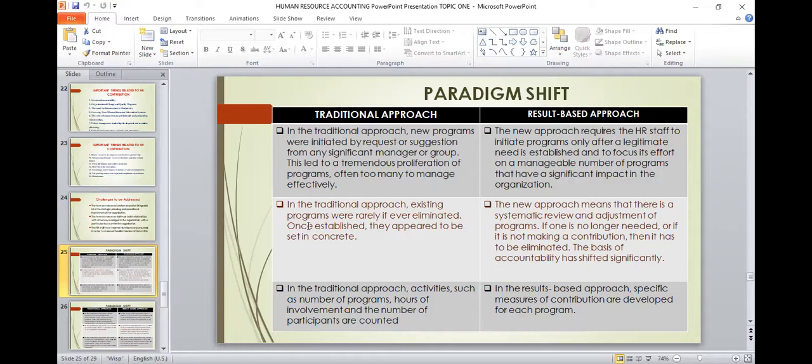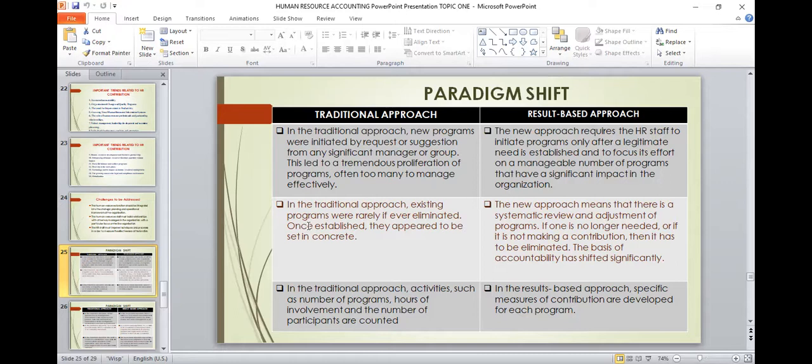But in this new approach, there is always a review and adjustment of these programs. When a program is obsolete, we do not throw it away, but we need to review it and make some adjustments to it. So you cannot just discard a program or an initiative because it is not benefiting, but you really need to figure out what you are not doing right with this program and improve on those areas. That is the result-based approach for us.